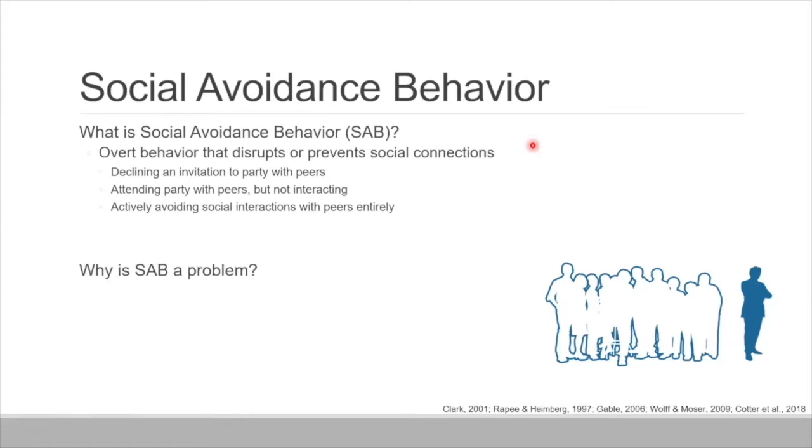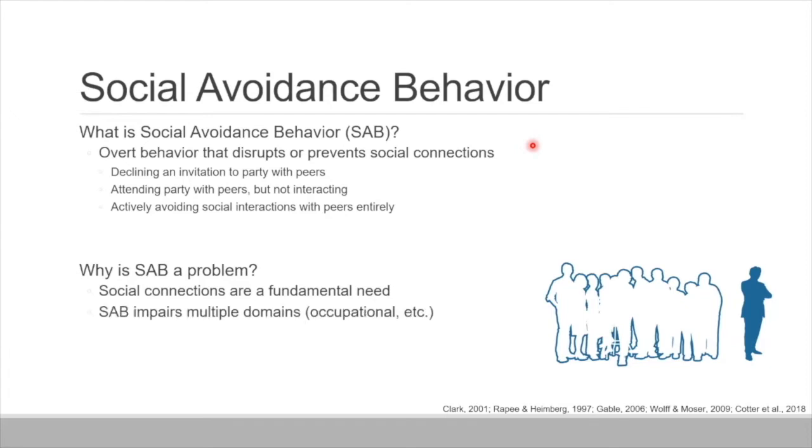And why is social avoidance behavior a problem? Well, social connections are a fundamental need most of us have as a social species. And even more concrete than that, you see that social avoidance behavior impairs a lot of domains. So for example, work networking, for those of us in research know how important that can be. If you're not networking, if you're not reaching out to people for collaborations, it can also have an effect. So beyond just your emotional well-being, it can also have occupational impairments as well.